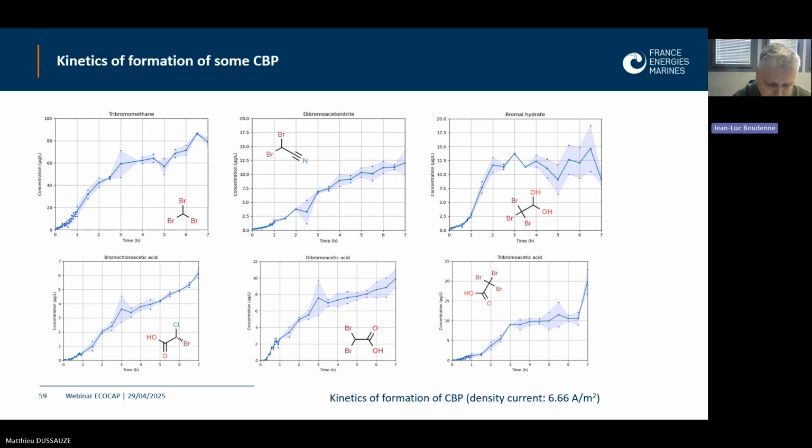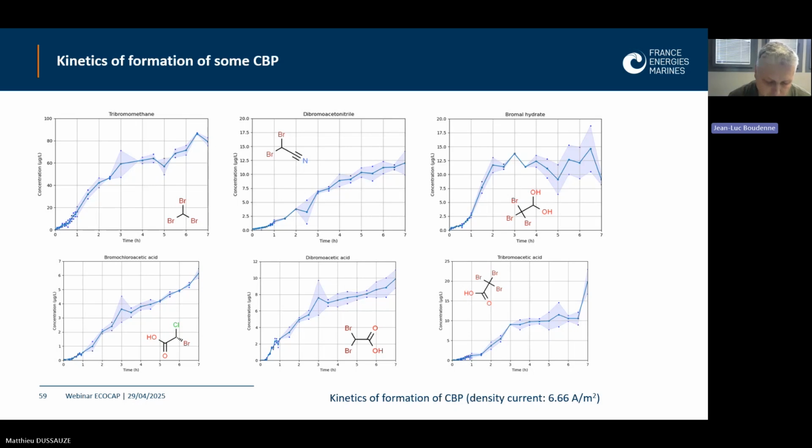The highest compound found is a trihalomethane, bromoform. Bromoform is the compound generated at the highest concentration, around 80 micrograms per liter after 7 hours, as you can see on the left. The rate of production was not directly correlated to the level of current. We obtained the same results at 6 or 10 amperes per square meter.